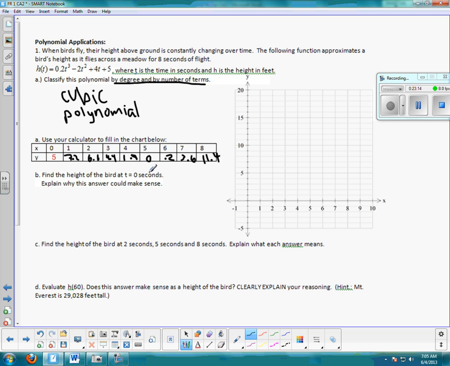Explain why the height of the bird at t equals 0 seconds is 5, and why would this make sense? Well, hopefully it makes sense because it's in a tree or something. It's off the ground, so that would hopefully make sense.